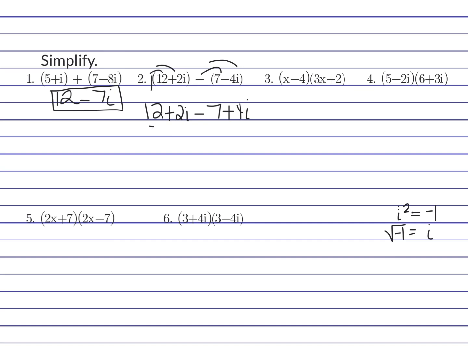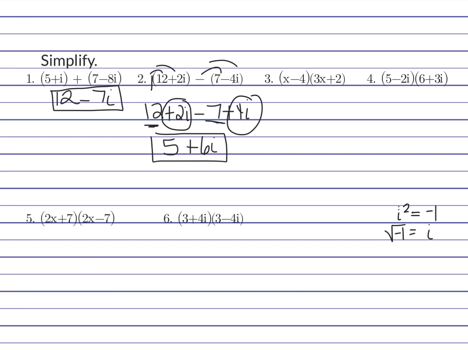Okay, so my like terms, 12 and 7 minus 7 give me 5. And positive 2i plus 4i gives me plus 6i. So my answer is 5 plus 6i. I do not see an i squared. I do not see a square root of -1.